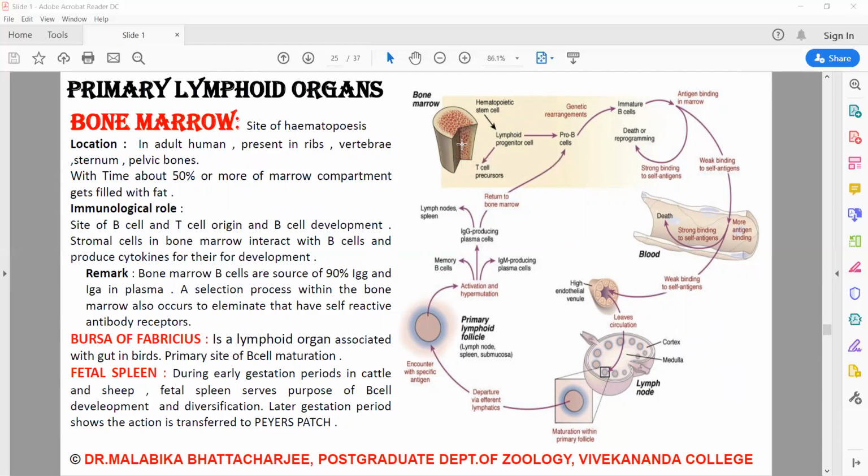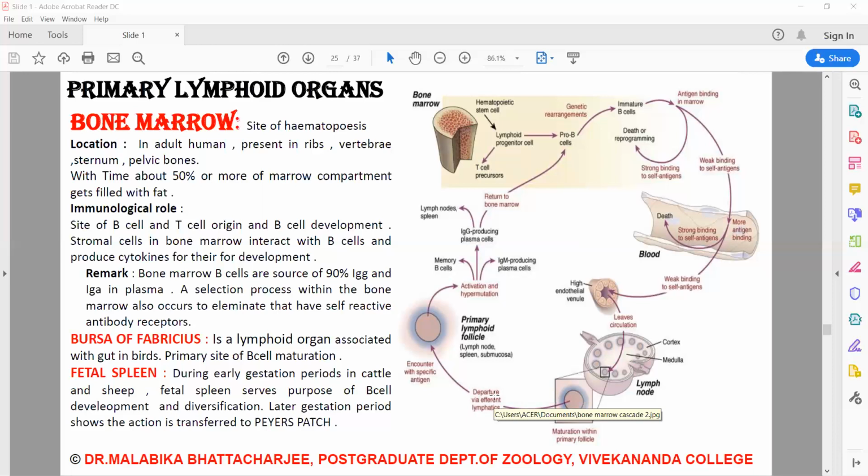In cattle and sheep, the primary lymphoid tissue hosting the maturation, proliferation, and diversification of B cells is the fetal spleen. Later on, the function is taken up by a patch of tissue embedded in the wall of the intestine called the ileal Peyer's patch. So in cattle and sheep, even though the whole maturation, proliferation, and diversification of the B cell occurs in the fetal spleen, later on the function is taken up by the Peyer's patch.